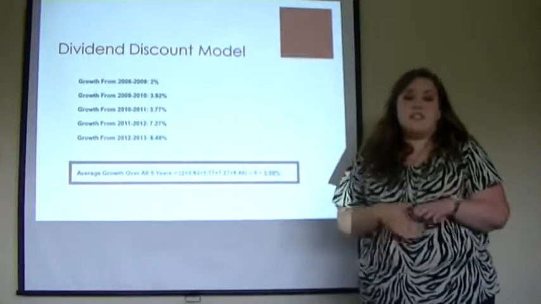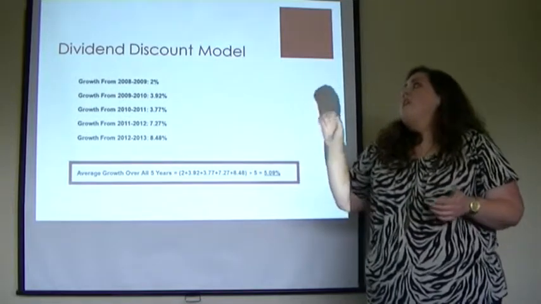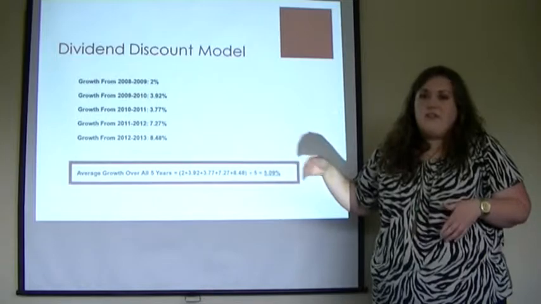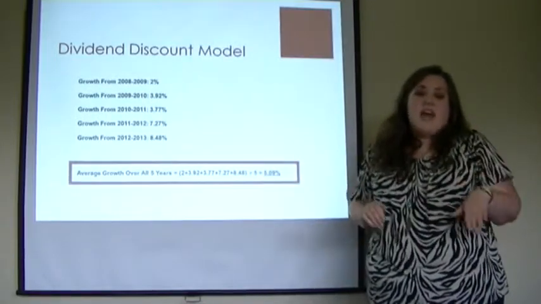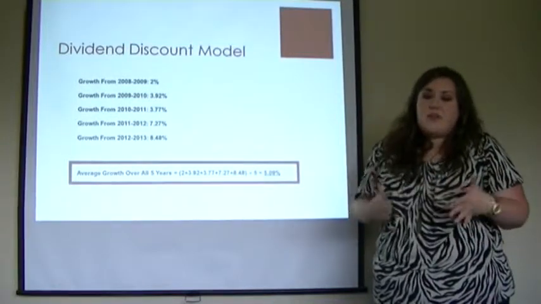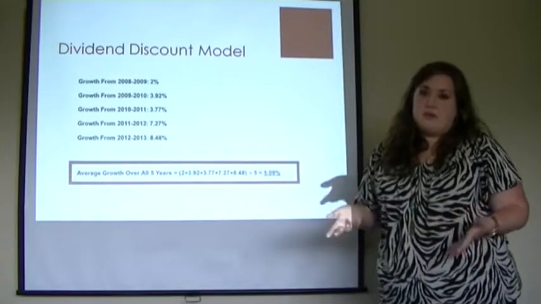As far as the dividend discount model goes, what I did was calculate the growth rates between 08 and 09, 09, 010, 10, 11, and so on and so forth, as you can see here. And then I calculated an average growth rate for all 5 years. So you're looking at adding up the growth rates, dividing them by 5, and we end up with a 5.09% growth rate.